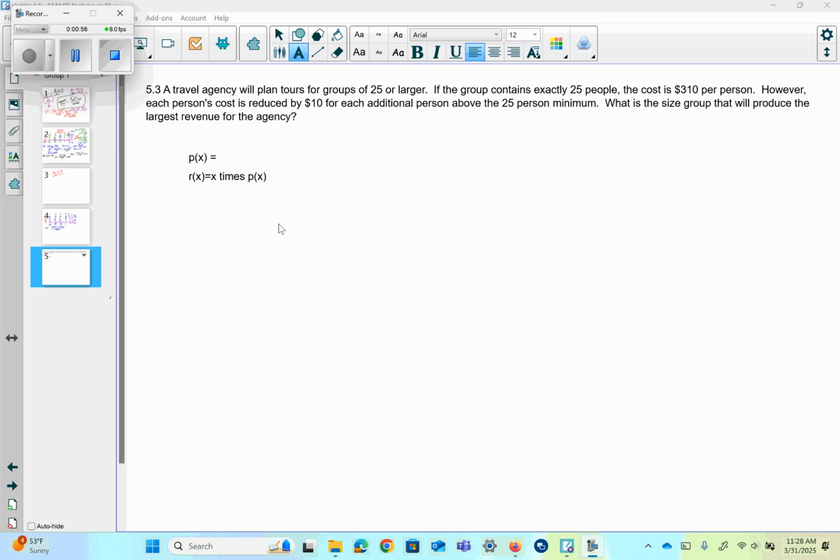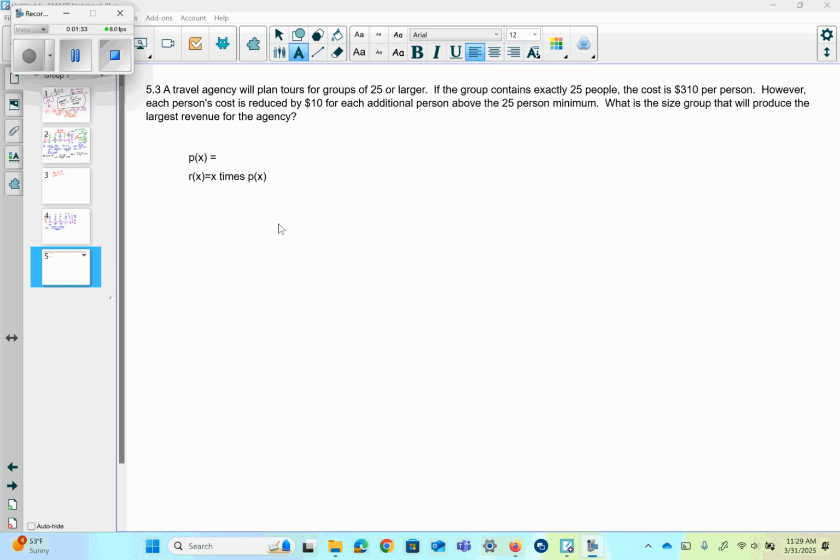So what I was thinking on that is if I want 310 times 25, I would be able to figure out how much it's going to cost. Make sense so far? However, each person's cost is reduced by $10 for each additional person above the 25 person minimum. Okay. What is the size of the group that will produce the largest revenue for this travel agency?